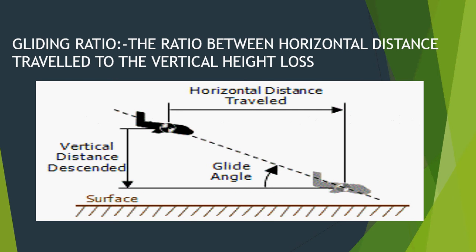Now the term that comes here is gliding ratio. So what is gliding ratio? Whenever a glider glides, the ratio between the horizontal distance traveled to the vertical height lost is called the gliding ratio of that glider.